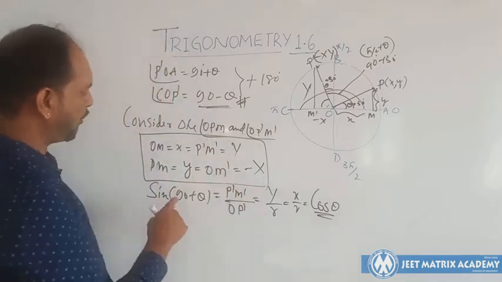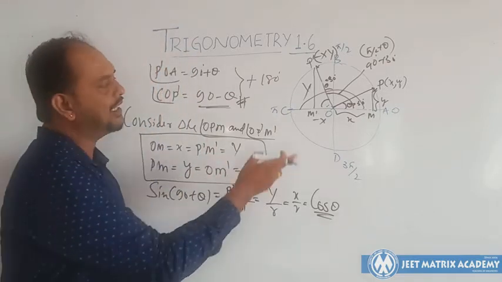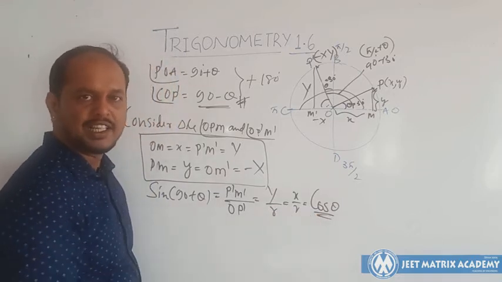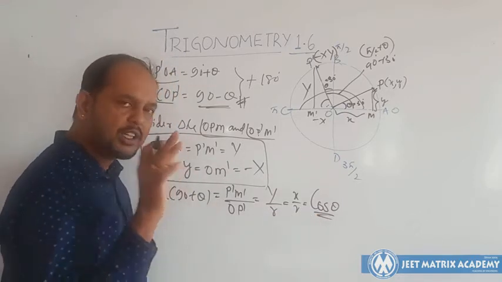So this is the most important result: sine of 90 plus theta will give cos theta. Hope everyone agreed. Now we will see one more angle so that you will get clarity.